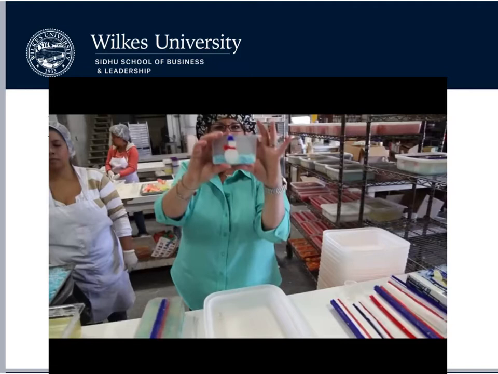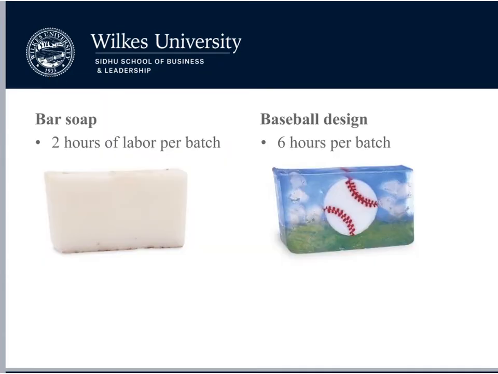So the cost driver is labor hours, and it makes sense to allocate the overhead based on direct labor hours, and the products with more labor will have more overhead. For example, it only takes 2 hours of labor to make 1 batch of simple bar soap. In contrast, the baseball soap takes 6 hours because the grass, clouds, and lines on the baseball must be drawn by hand. So we will use direct labor hours to allocate overhead.